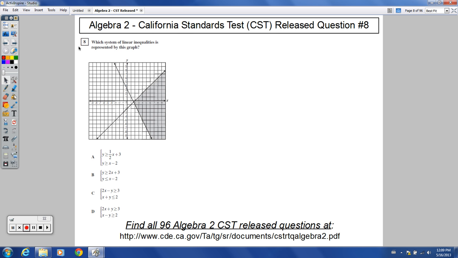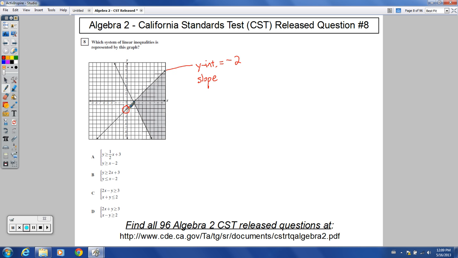So let's start out with this line right here. I'm going to call this the red line. I want to use red to start. Okay, so the red line first. What's the y-intercept? It's right there at -2. So the y-intercept is -2. What's the slope of that?